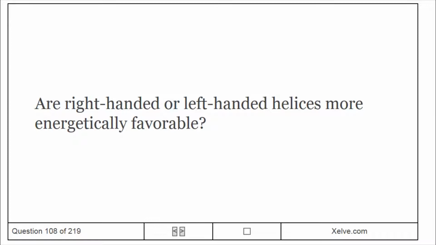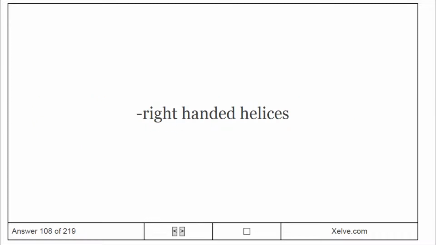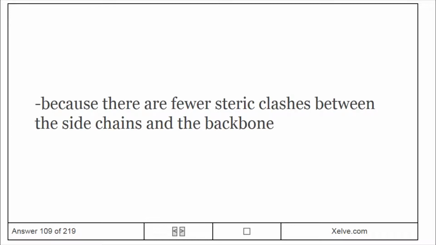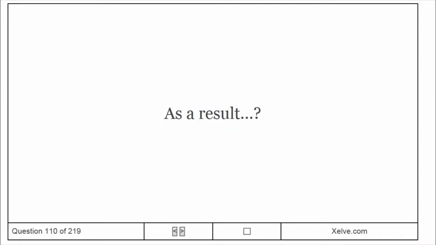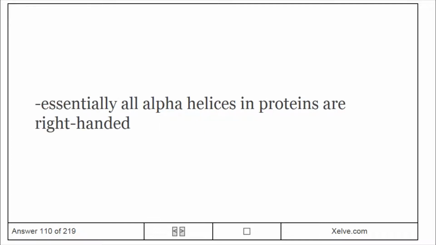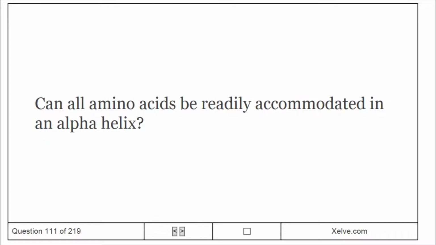Are right-handed or left-handed helices more energetically favorable? Right-handed helices. Why? Because there are fewer steric clashes between the side chains and the backbone. As a result, essentially all alpha helices in proteins are right-handed.